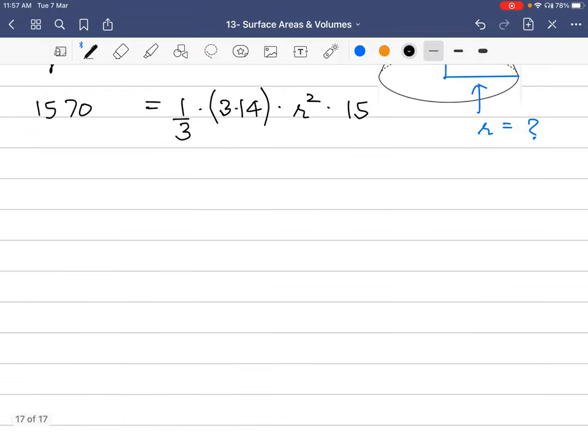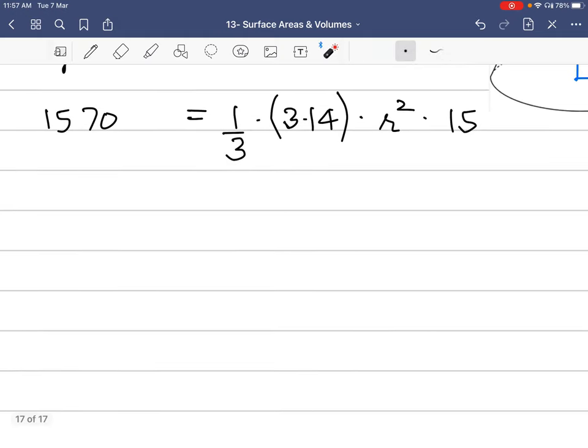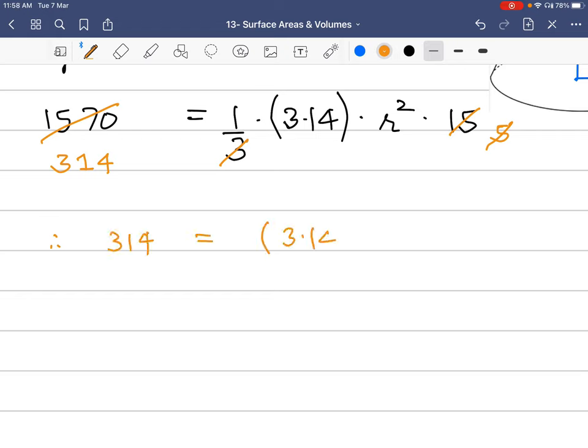Once we have the equation set and all the variable values substituted, we don't need the volume anymore. We just need to focus on this. As we know, this 3 will cancel, so 3 into 5 is 15. Then this 5 will cancel this 5. 5 into 3 is 15. Then 5 into 1 is 5, and 5 into 4 is 20. So to simplify, 314 is equal to 3.14 into r square. As you can see, this is 3.14 and this is 314, so that will give us 100. So 3.14 into 100 will be this. Therefore we get 100 equal to r square.